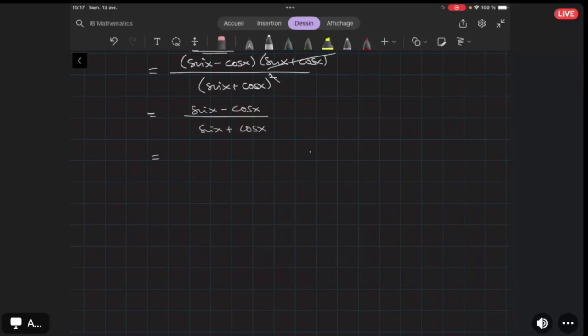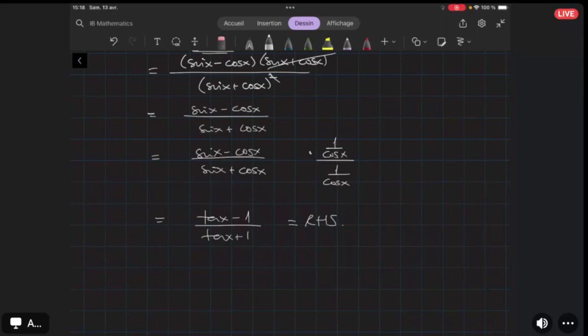Multiplying this by 1 over cos, or you can say dividing top and bottom by 1 over cos, would spit out your final answer. Questions?